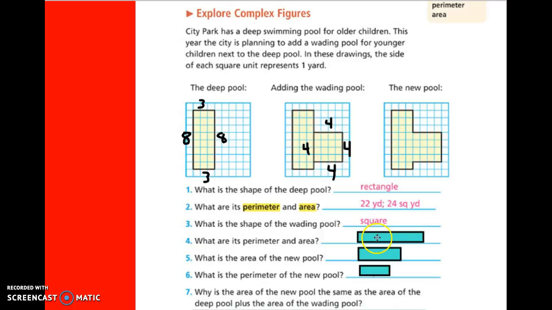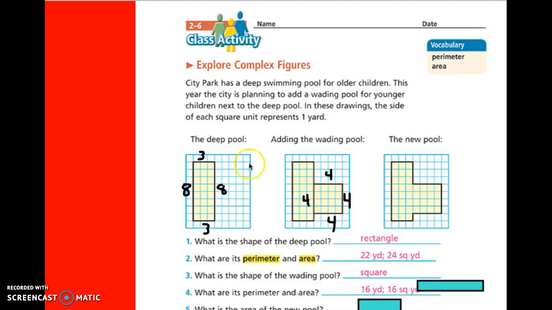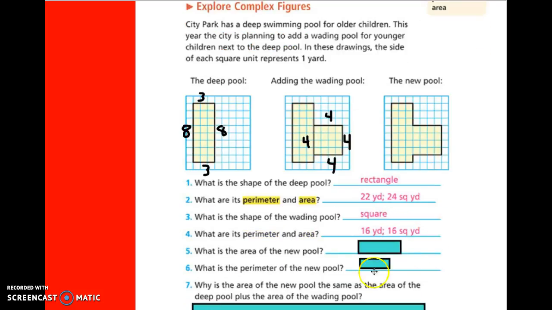And then we want to calculate the area of that square. And again, we do 4 times 4, okay, base times height, or length times width, 4 times 4, which gives us 16 square yards. Oops, sorry. 16 square yards. So we have those figured out. Let's keep going. It says, what is the area of the new pool?